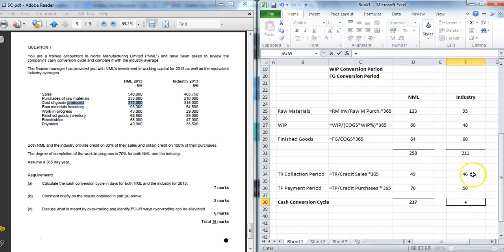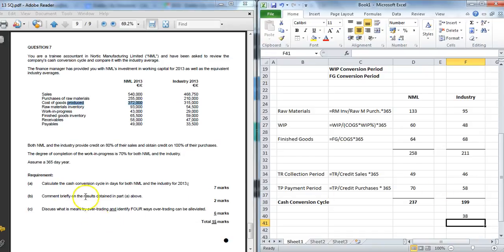Same approach for the industry. It's the inventory plus the trade receivable collection period minus the trade payables payment period. So overall then there's a difference of 38 days, which again is significant in terms of the working capital management.